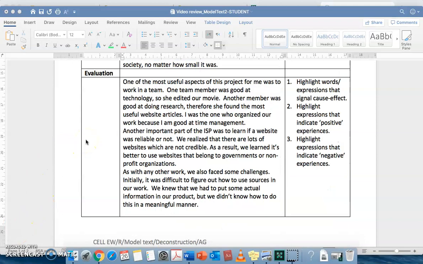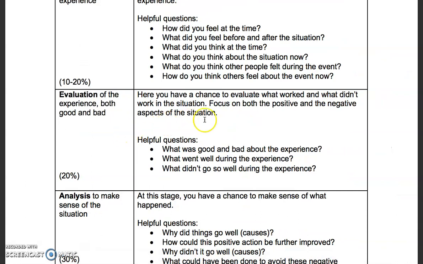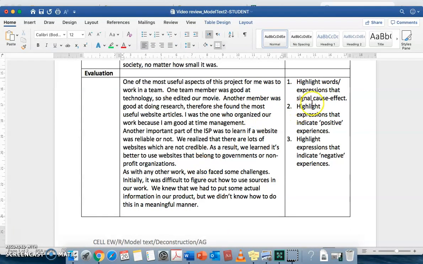Let's have a look at the third stage, the evaluation. In the evaluation, we are asked to discuss what is good and bad about this experience. Remember that we have to keep it balanced and make sure that we focus on both the positive and negative aspects of the situation. In this task, we have to highlight words that express or signal cause and effect. We need to find expressions that show positive experiences and find expressions that indicate negative experiences. So let's have a look at this paragraph.